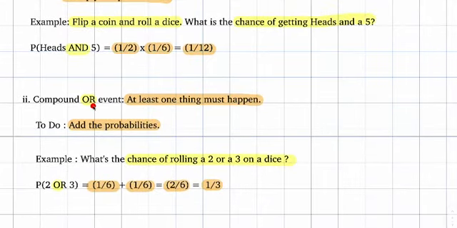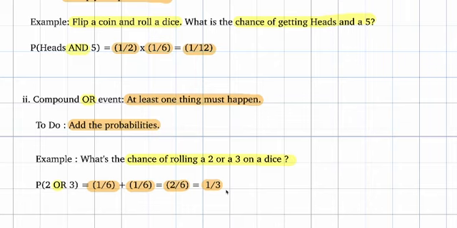In a compound or event, at least one thing must happen. So we have to add the probabilities. What is the chance of rolling 2 or a 3 on a dice? Probability of getting a 2 or a 3 is 1 over 6 plus 1 over 6, which is 1/3.